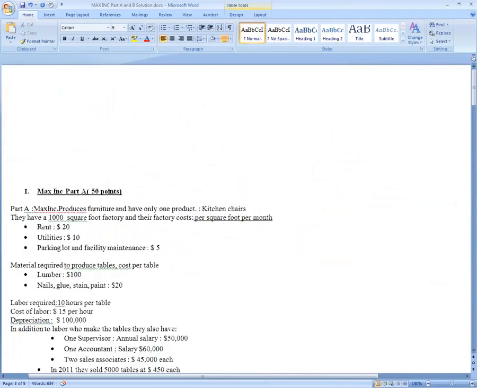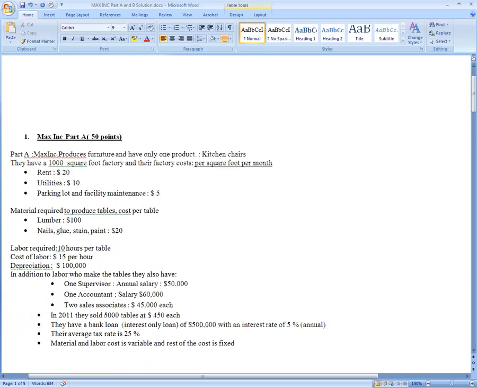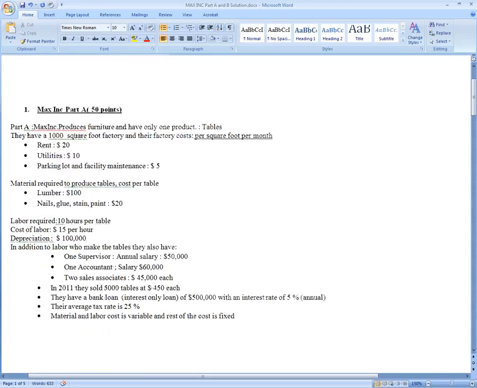I'm going to provide you with a solution for the break-even problem that was provided to you. This was the Max Inc. store where they were making tables. The problem was that Max Inc. produces furniture. They have only one product, tables.